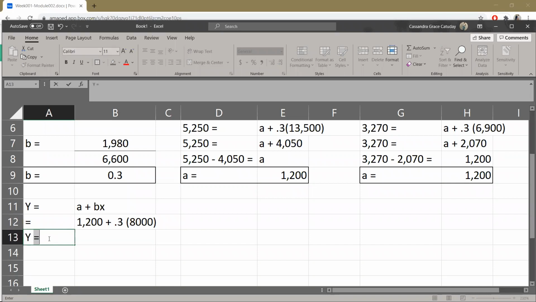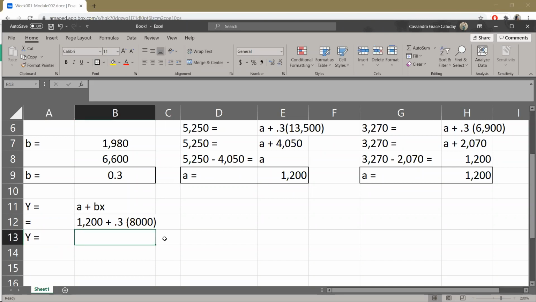8,000 lang ito, the example. Assume lang tayo, may 8,000 hours. Okay. 3,600, ma'am. 3,600. Okay. So it means if we have 8,000 hours of activity level, or we use 8,000 hours, that is our total cost based on the high-low method.